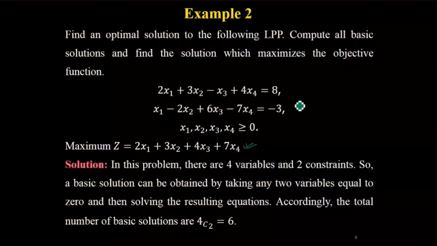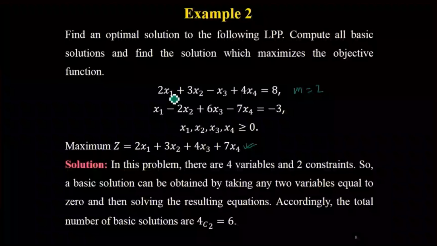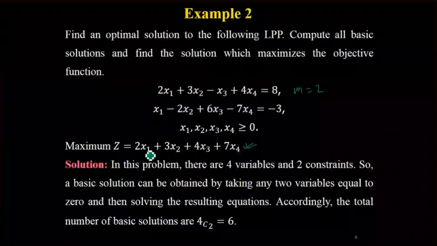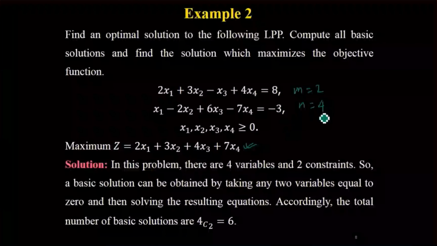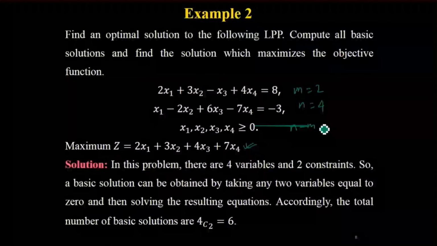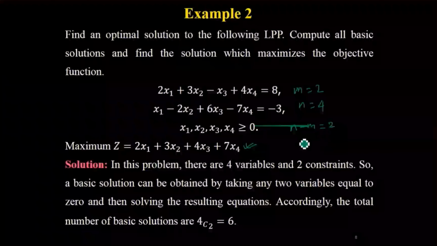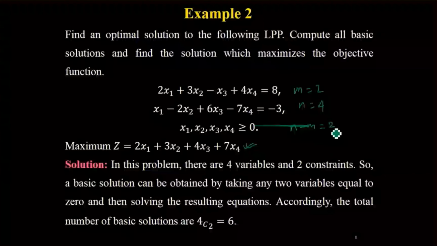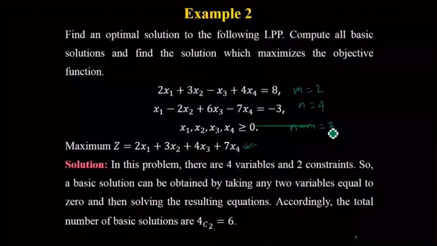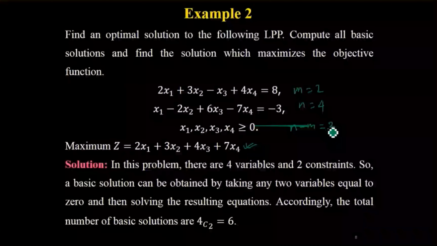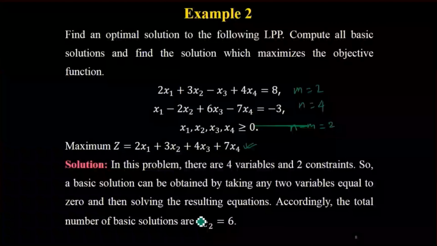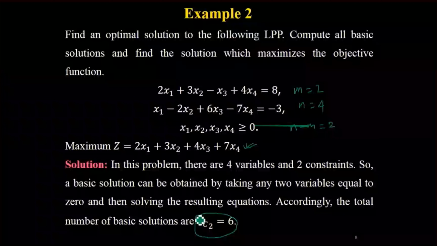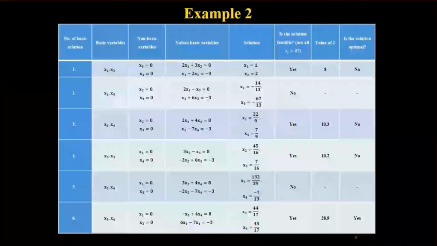Now if you observe, there are two equations, so m is 2. How many variables are there? Decision variables 1, 2, 3, 4, so n equal to 4. That means n minus m equals 2. So 2 variables we can take as 0 at a time, and 2 variables are basic variables, and then we can proceed. In this way we can find 6 different combinations.